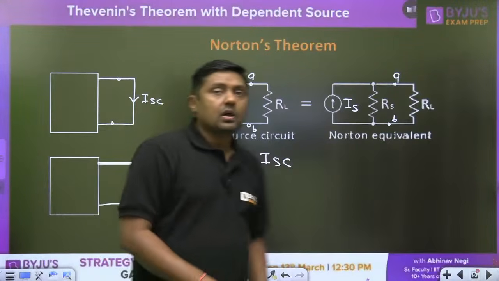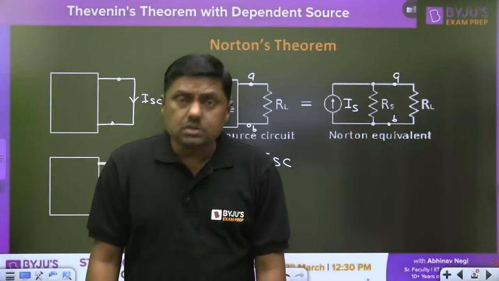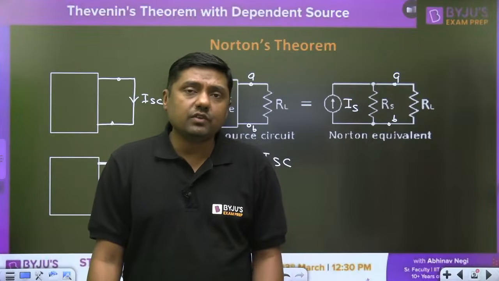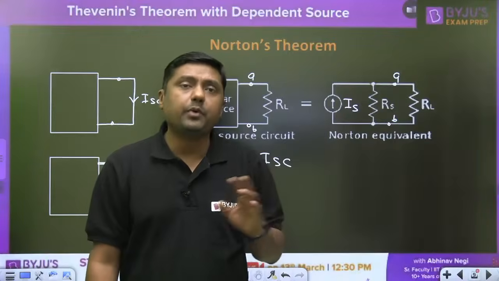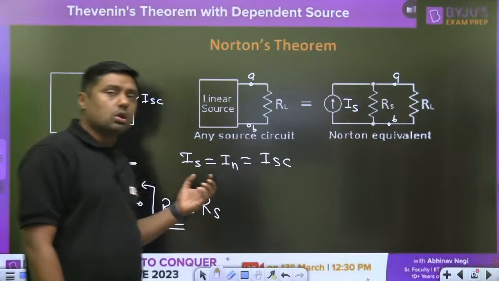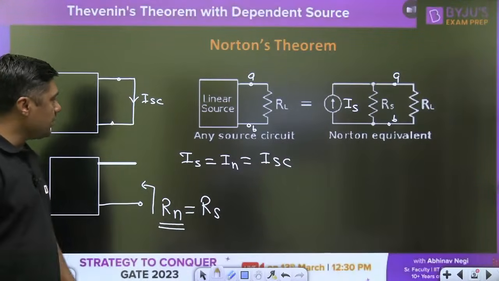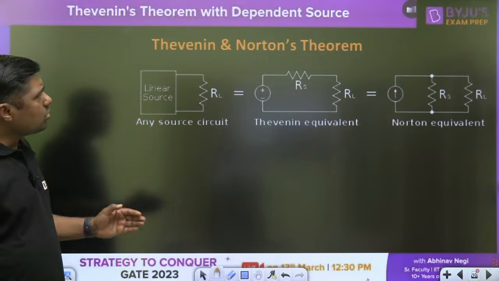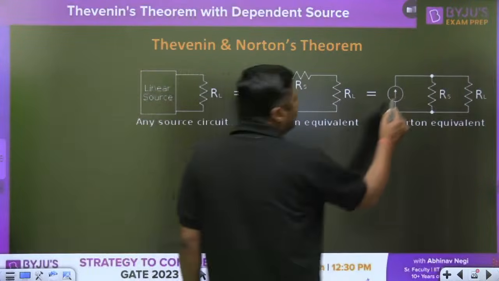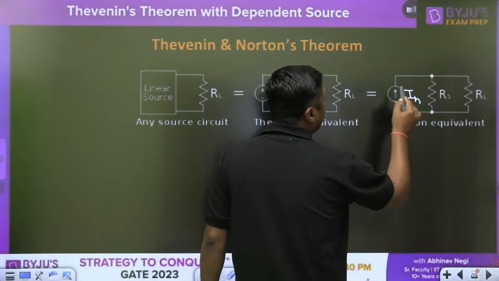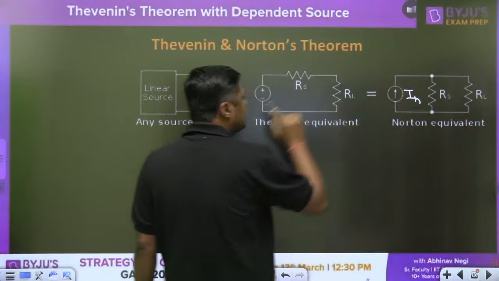Now, once we have the Thevenin's equivalent or Norton's equivalent, that is a source transformable pair. These are what? Source transformable pair. Source transformable pair means what? If you have the Thevenin's equivalent, you can find the Norton's equivalent. If you have the Norton's equivalent, you can find the Thevenin's equivalent.